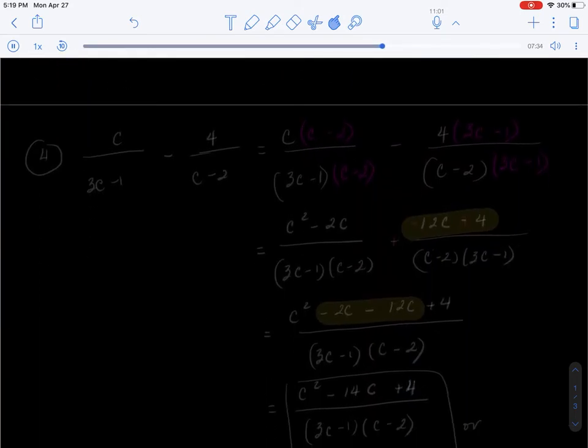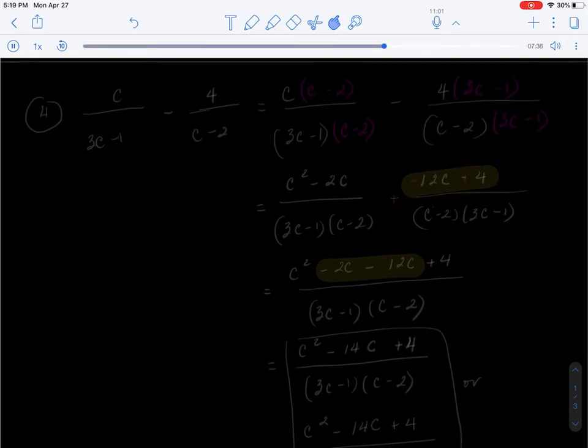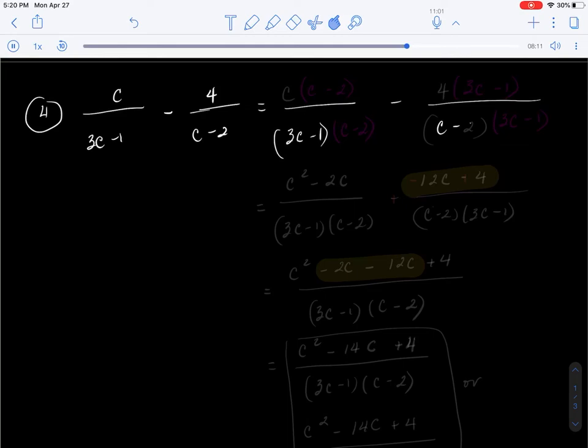You only deal with that when the denominator has only one term. What happens if the denominator has 2 terms or more? Let's try Got It number 4: 3c minus 1 over c minus 2, and c over 4. Let me rewrite the whole thing. Over here I have c minus 2, and on the top I have c and then 4.